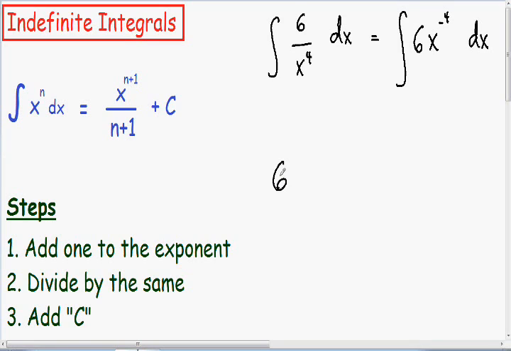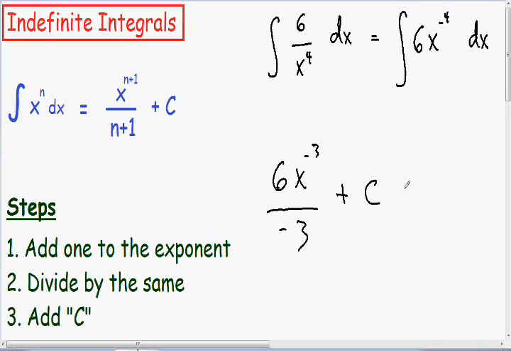So our constant stays the same. Once again, our negative 4 exponent, after we integrate, we add 1 to it, so it becomes negative 3. Our step number 2 is we want to divide by the same. So since we have a negative 3 exponent, we want to divide by negative 3. And we can't forget our last step. We always need to add our constant c. So now we have integrated this function.